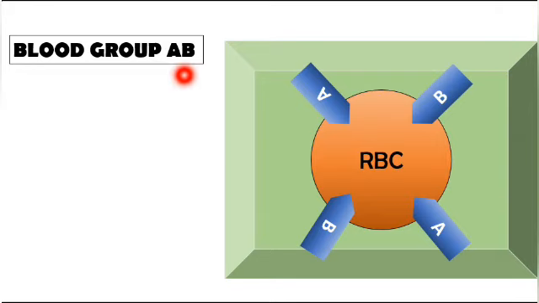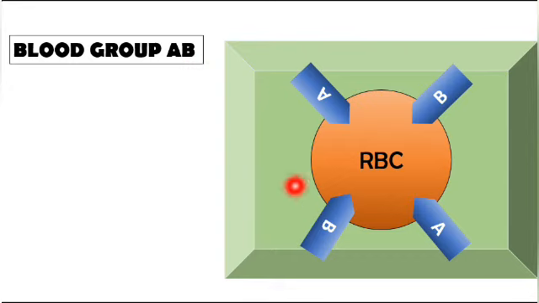Now let's come on to the blood group AB. Since the name of the blood group is AB itself, this indicates that both antigen A and B will be present on the surface of the RBC. That is why its name is blood group AB.